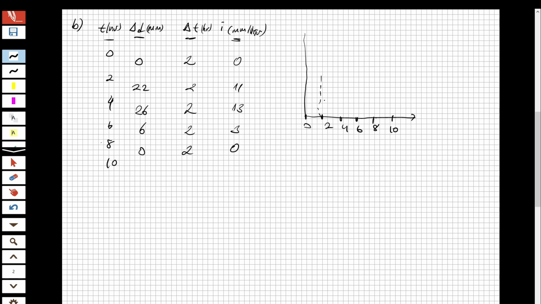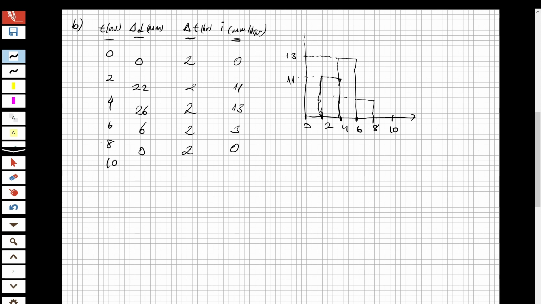Between 2 and 4, for example, this is 11. Yeah, we can draw it like that. And this is 11. And between 4 and 6 is 13. Between 6 and 8 is 3. And also this is 0.